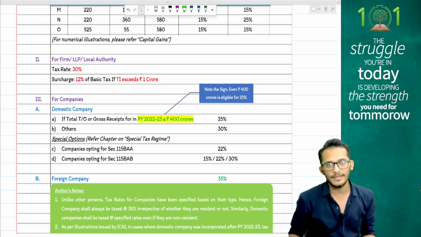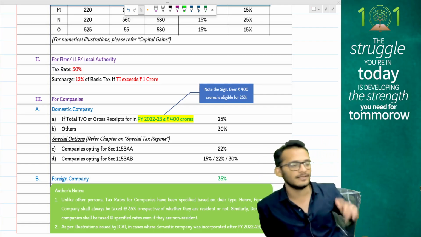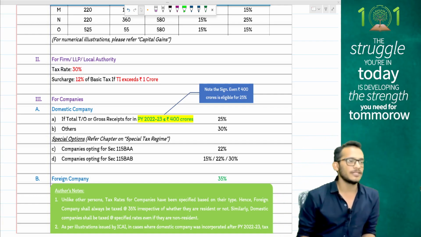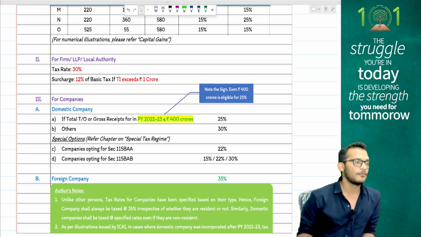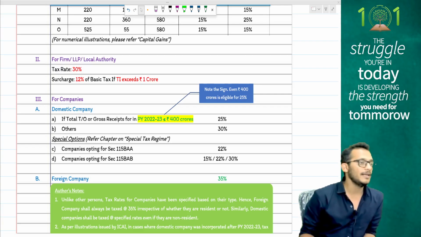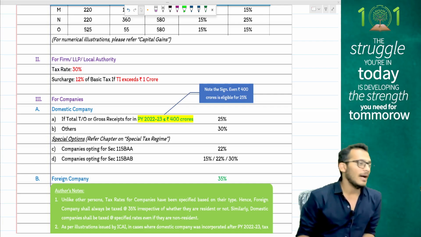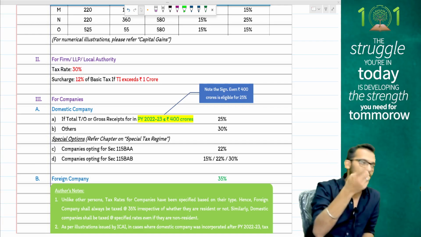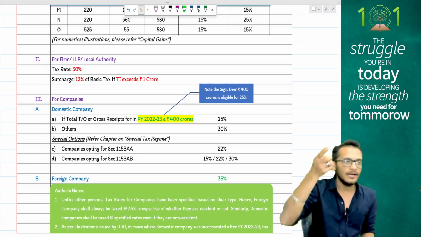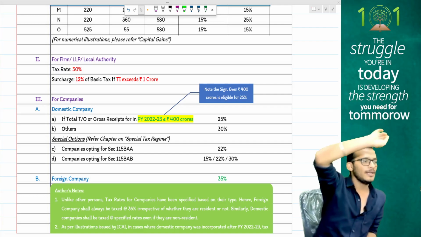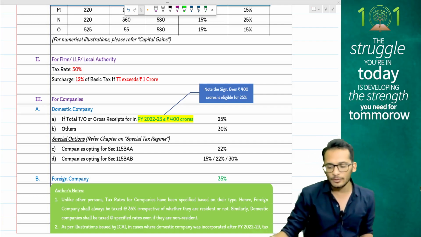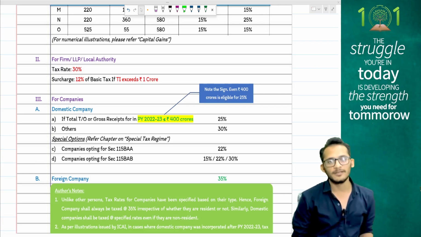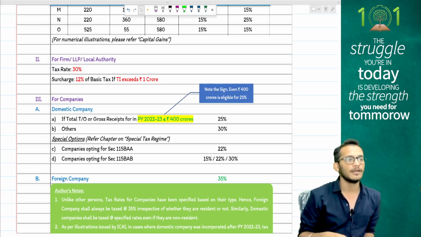Then you have companies, which get split into 2 categories. One is a domestic company, one is a foreign company. For a domestic company, you'll have to check the previous year of 2020. I told you people, whatever year you have, 2 years back, so leave last year. You are in 24, 25, so ignoring 23, 24, take 22, 23. If your previous year 22, 23 turnover is up to 400 crores, you can get a tax rate of 25%. If you are more than 400 crores, you get a tax rate of 30%.